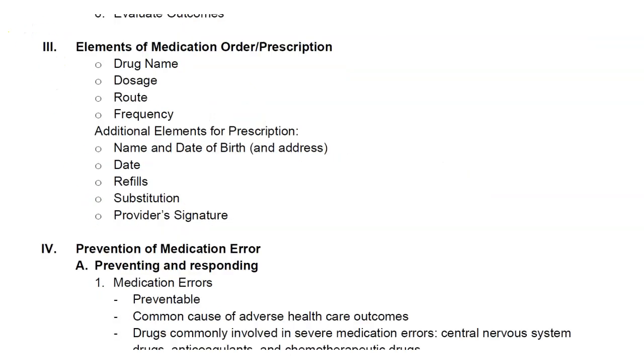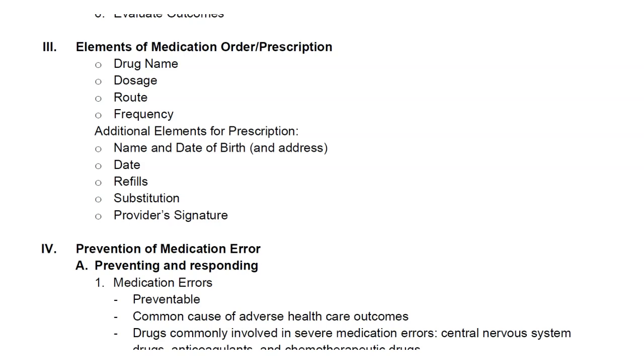Elements of medication order or prescription. So whenever a doctor is writing an order or prescription of a medication, we need to make sure that these are included. So the drug name, the dosage, so how much of that medication we are going to give, the route, is it IM, sub-Q, PO, and so on, frequency, how often are we going to give it? In addition to that, if they're going to write a prescription, on the prescription pad, it needs to have the patient's name and date of birth and address. Nowadays, usually if you see it, especially when they're writing a paper prescription, sometimes they don't even include the address. They kind of leave it blank, but at least the name and date of birth.